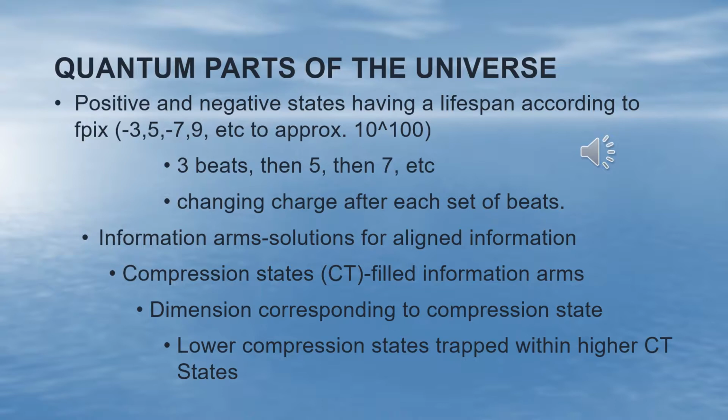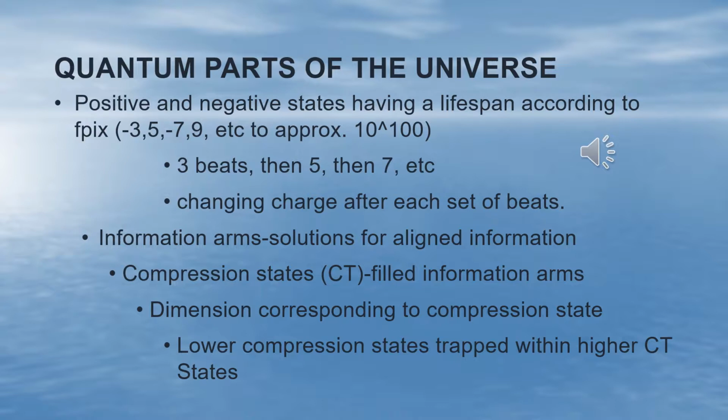Because there are 2 to the n information arms for each state, for light the number of information arms is 2 to the second, which is 4. There's another part of the equation, however, which has to do with how much information is on each information arm. This will be discussed in reference to the next slide.